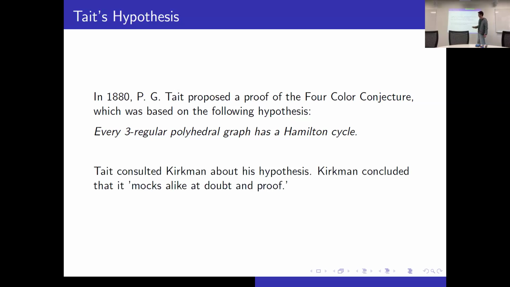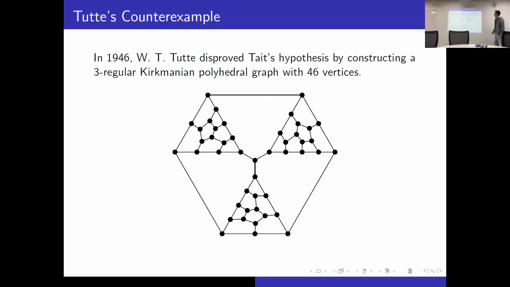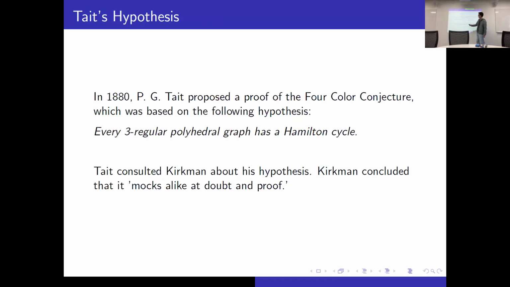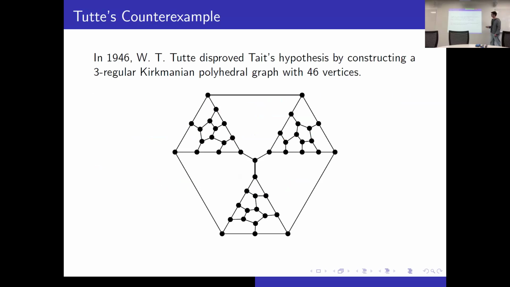And also a story about this is that Tait actually consulted Kirkman about this hypothesis. And Kirkman said that the proof looked most like a doubtful proof. Interesting to know. Okay. So Tait's proof appeared in 1880.